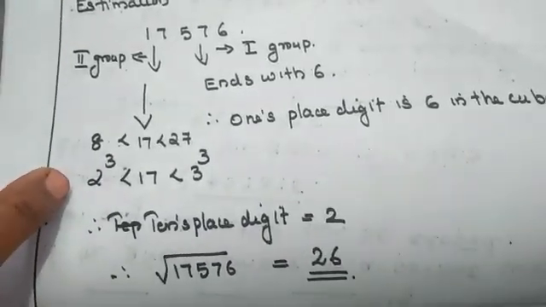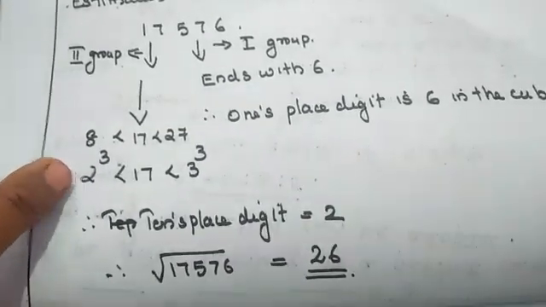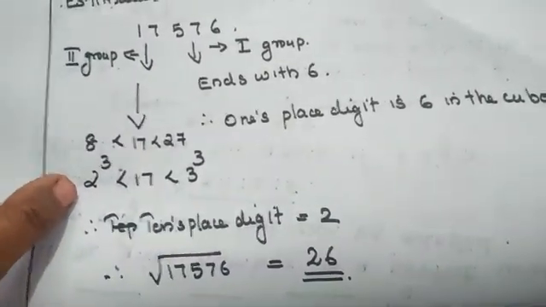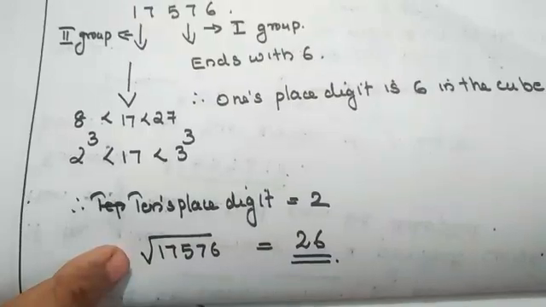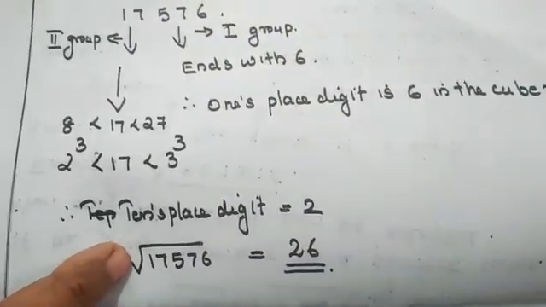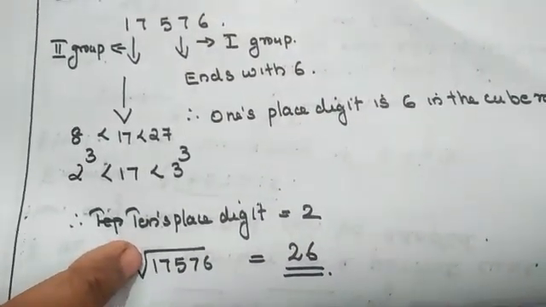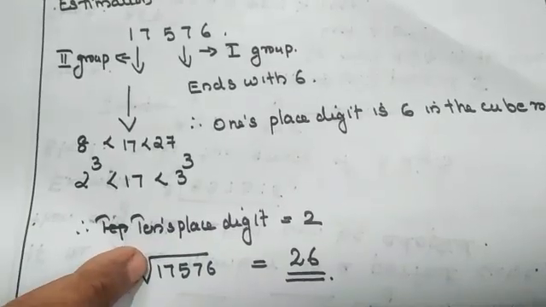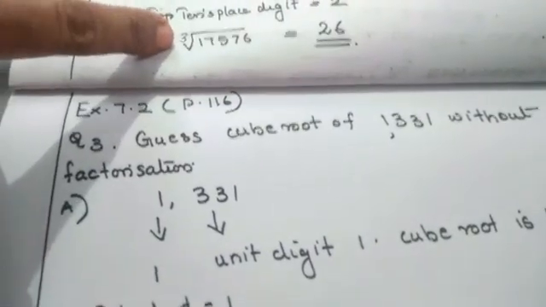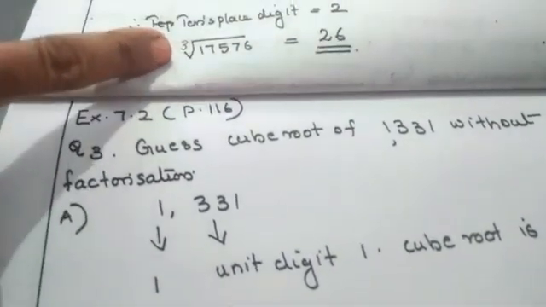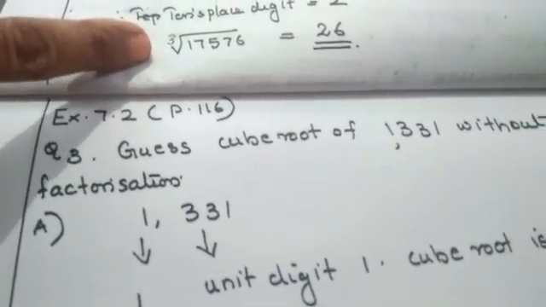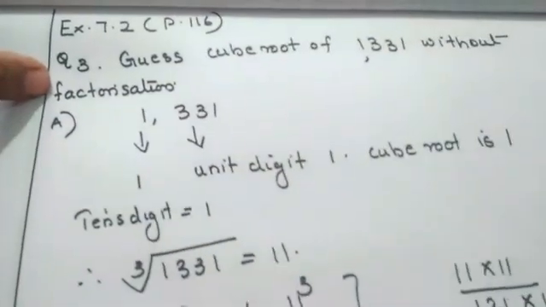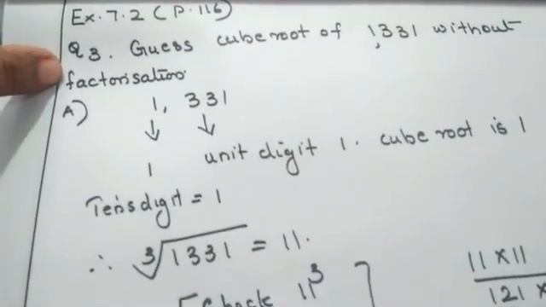What is its cube root? 2. So this 2 will be the tens place digit. So the cube root of 17576 equals 26. Okay. So children, cube root of 17576 equals 26. Next question. This is an exercise question.